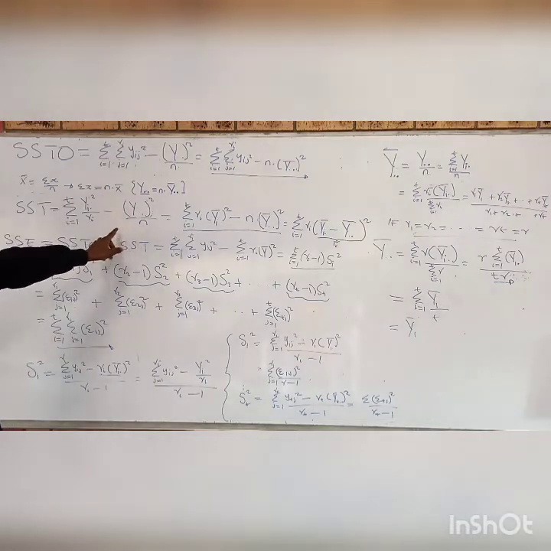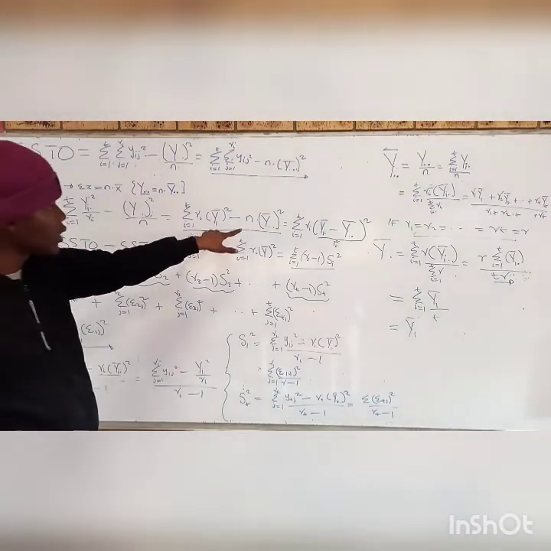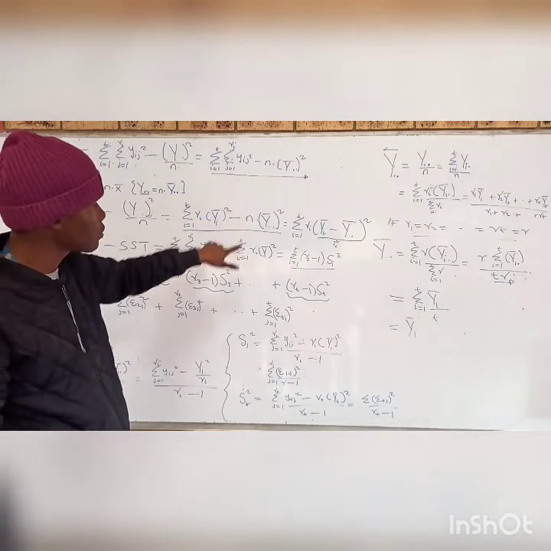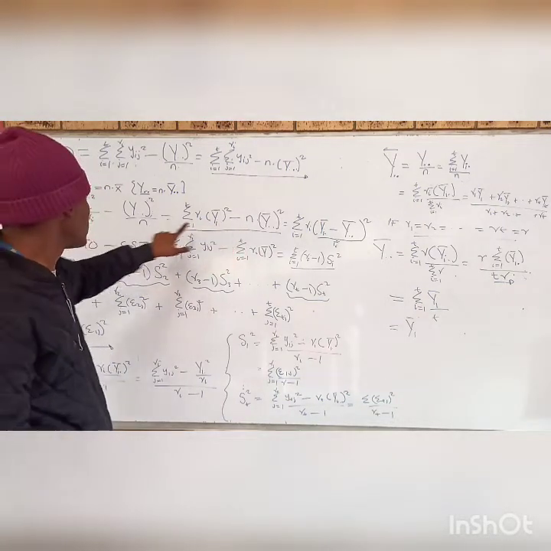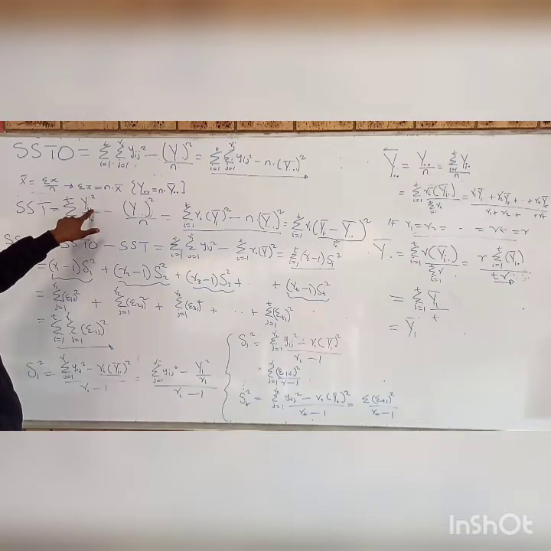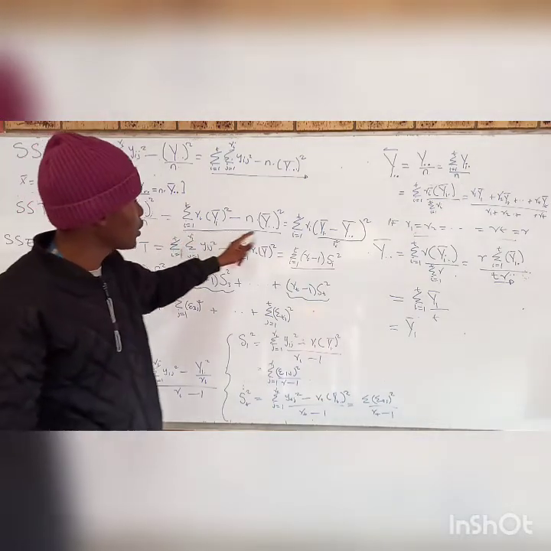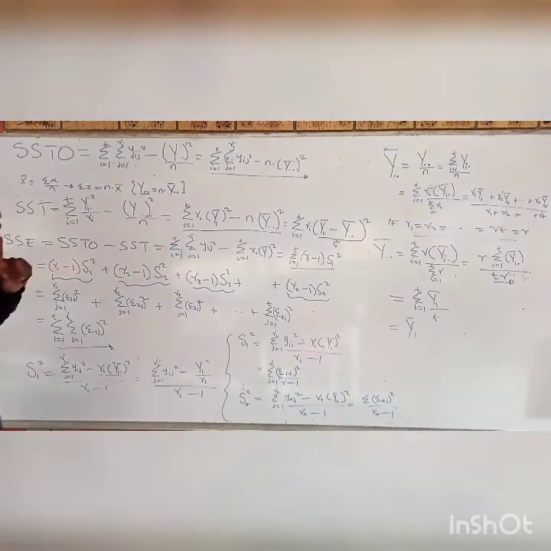Using that procedure, given the grand mean and the mean per treatment, you can use this formula. There is no need for you to find yi dot for each treatment or y bar i dot for each treatment. It will be wasting your time. You can just use this formula and find your SS treatment.